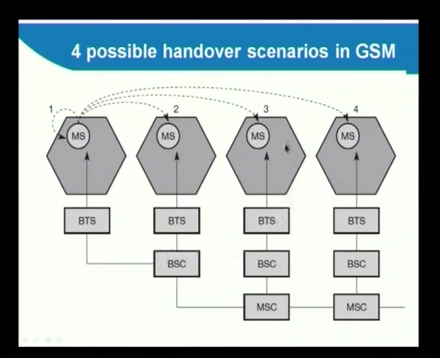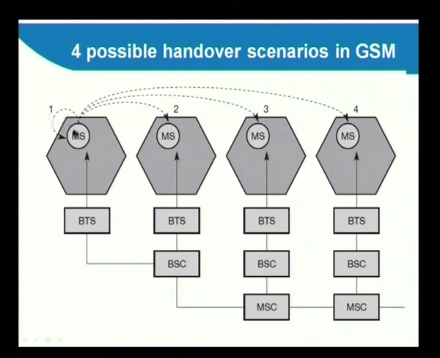Now, this is the third coverage region. That coverage region is connected with a separate tower and a separate BSC. Now, this is an MSC that controls two base station controllers, and in the fourth scenario, we have two different MSCs, and this is the cell that is controlled by a different tower and a different base station controller connected with a different mobile switching center.